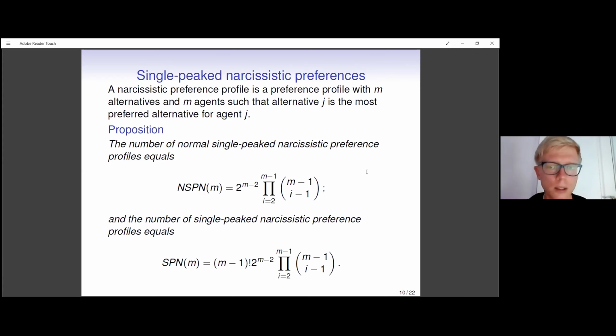The number of general single-peaked narcissistic preference profiles is the same number multiplied by (m-1) factorial. It is the number of possibilities to define the first preference order, starting from 1, then m-1 possibilities to define the first order.